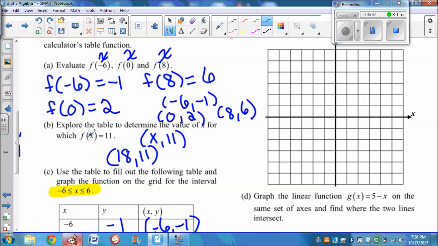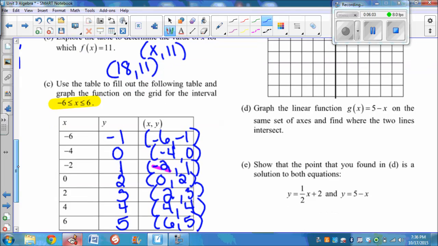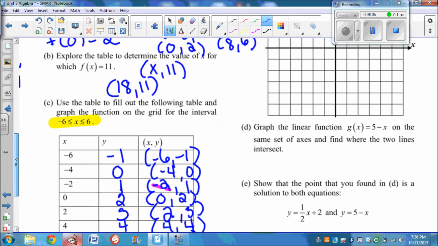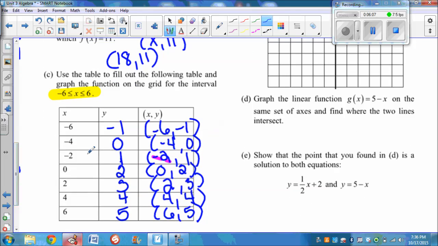And part D says, graph the linear function g of x equals f of minus x on the same set of axes and find where the two lines intersect. So we've got to graph that first function, okay, that we just filled in that table for, okay, that f of x. So go ahead and, again, pause the video and graph those points right there. Draw your line in. Well, it's actually going to be a line segment because of that given domain. And then we'll come back and we'll do part D.